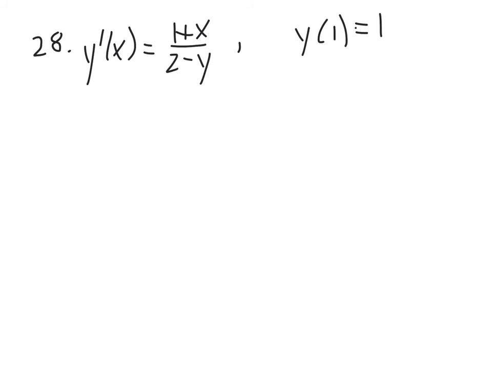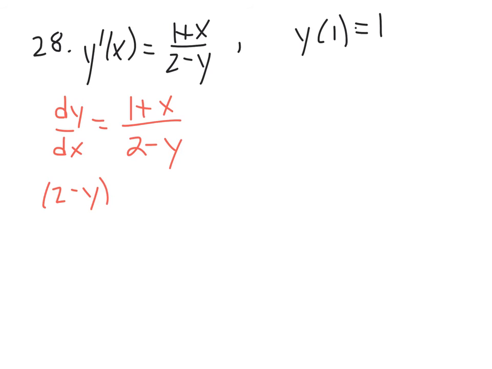So again, it looks like it's going to be in okay form. There's no addition really going on. We just have two factors. They just are in a fraction right now. So now we have dy dx equals this. So we're going to cross multiply here and have 2 minus y dy equals 1 plus x dx.